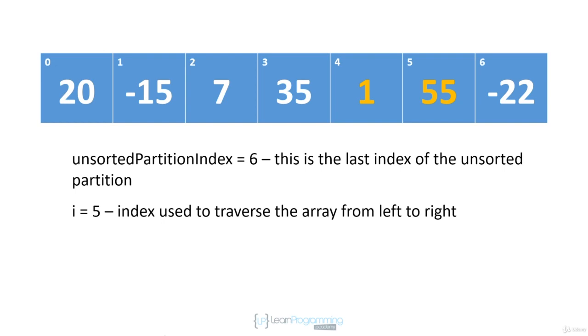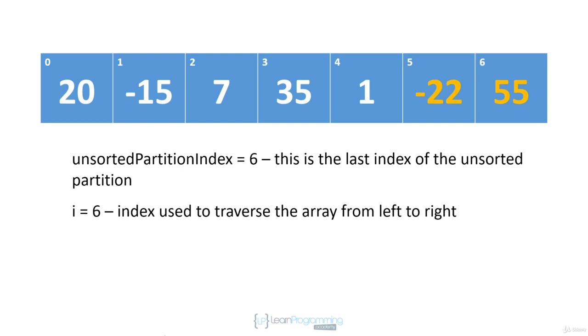And finally, we compare 55 to minus 22. And of course, 55 is greater than minus 22, so we swap them. And at this point, i is equal to the last unsorted partition index, so we stop. We have completed the first traversal of the array, and at the end of that traversal, the last element in the array is in its correct position. And so at this point, the greatest element in the array will be at index array length minus 1, which for our array is 6.